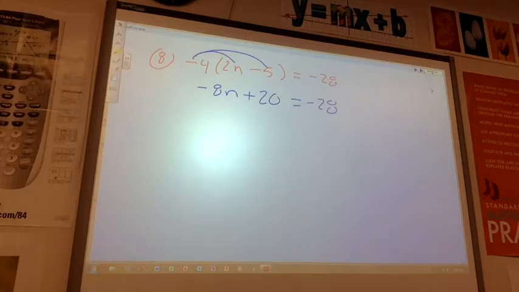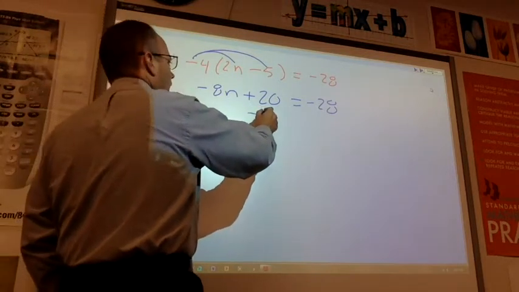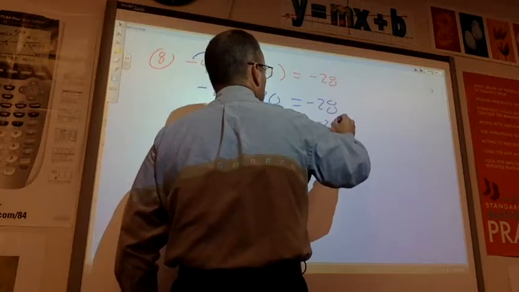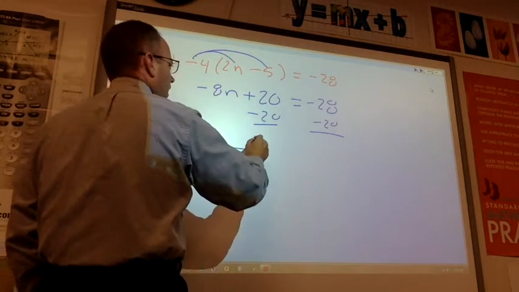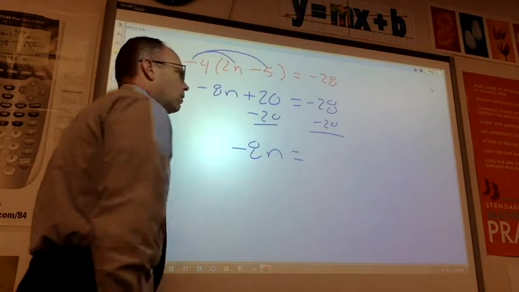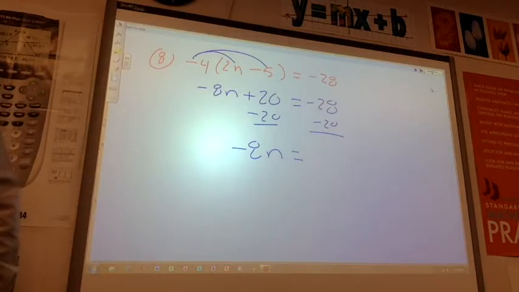Two-step equation. So what's my first step of this two-stepper? Minus 20. Minus 20? I'm with you. So I get negative 8n is equal to negative 48? Negative 8? No, it's negative 48.